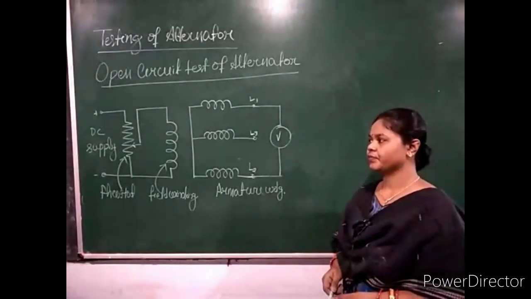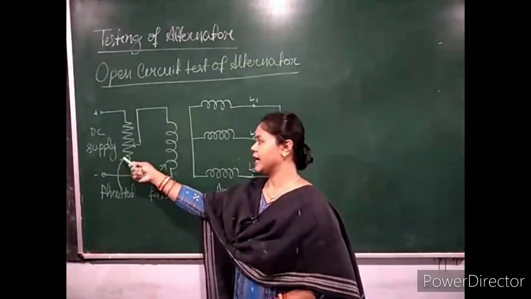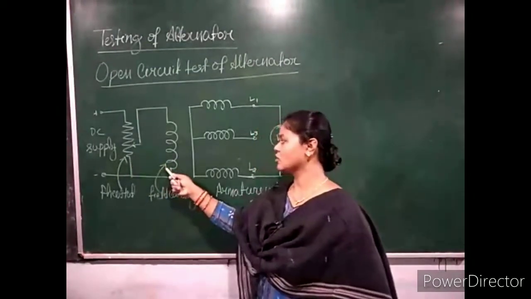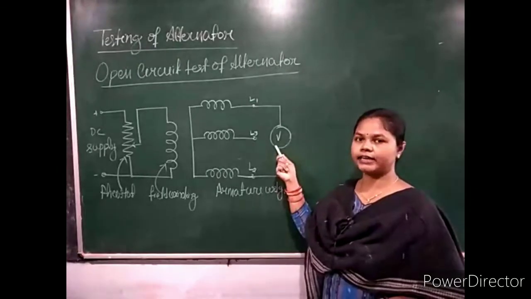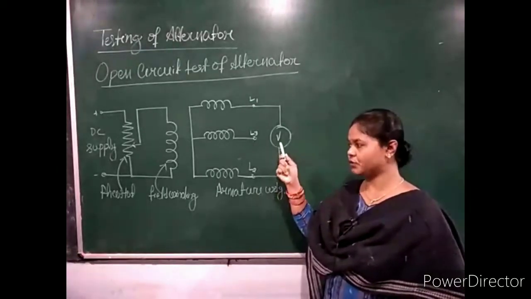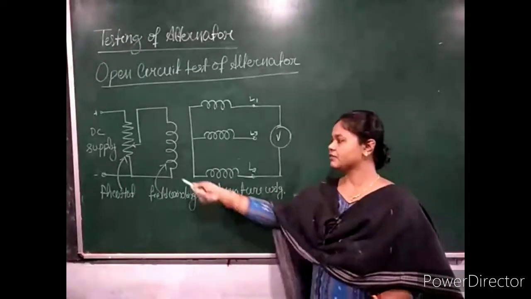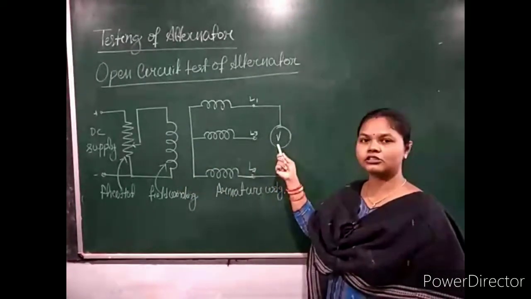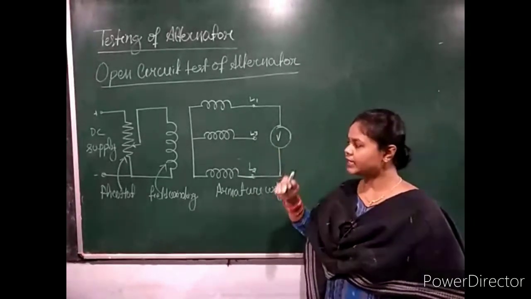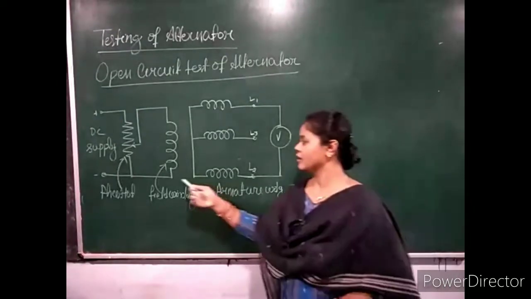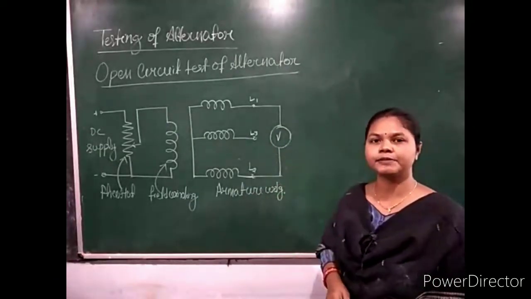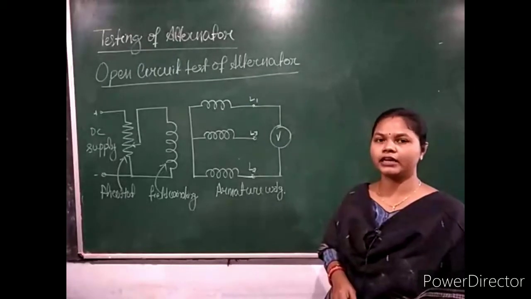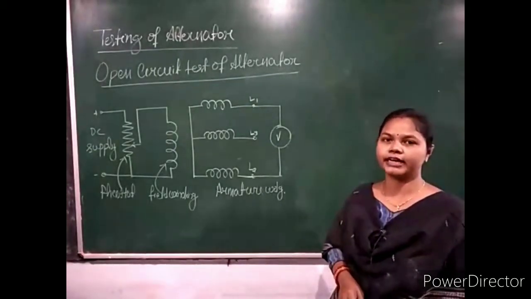Now, if you increase this rheostat, at starting it is in minimum position, so the field current is 0 and the terminal voltage across the armature winding is also 0. But if you increase the rheostat, gradually the field current increases and the voltage reading also increases. Increase the field current to some extent so that the voltmeter reads just above the rated voltage of the alternator, and note down that value. That value is the open circuit voltage.